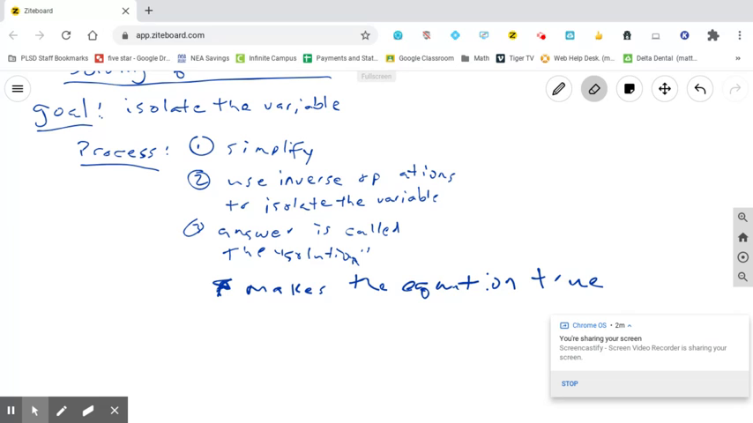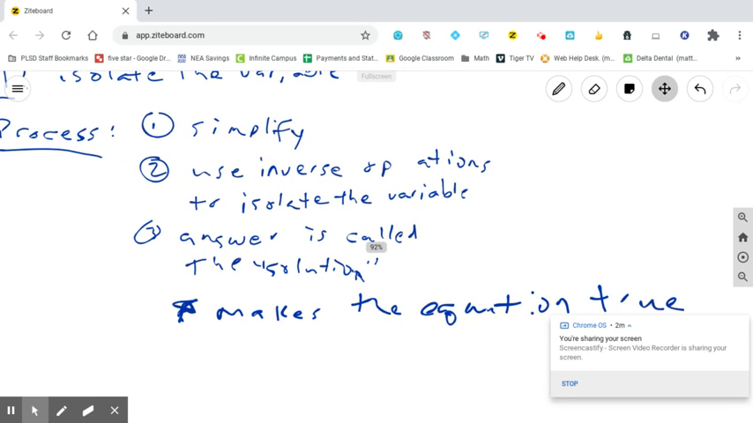My E's just don't look right. Make that a little bit bigger. I'm trying to get used to it too. There we go, much better.